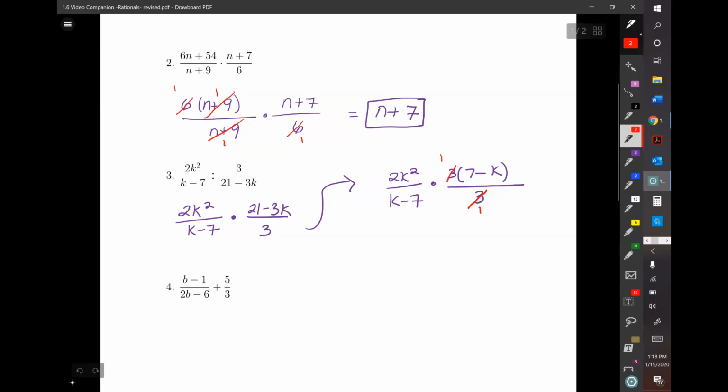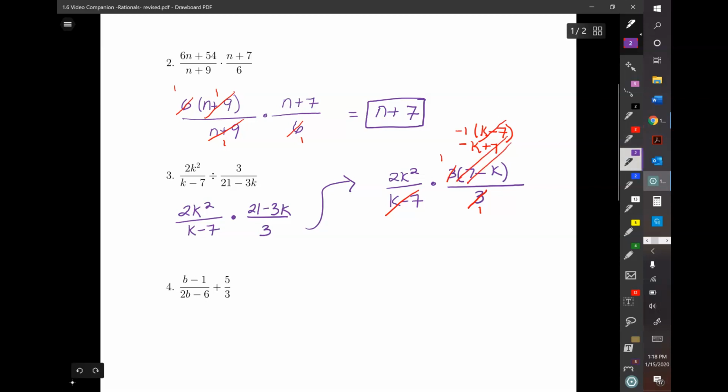I can rearrange the 7 minus k to be minus k plus 7, and then I can actually factor out a negative 1, which would give me a k minus 7. So now I can actually reduce that k minus 7 in the numerator with the k minus 7 in the denominator. But don't forget that negative 1. Okay.